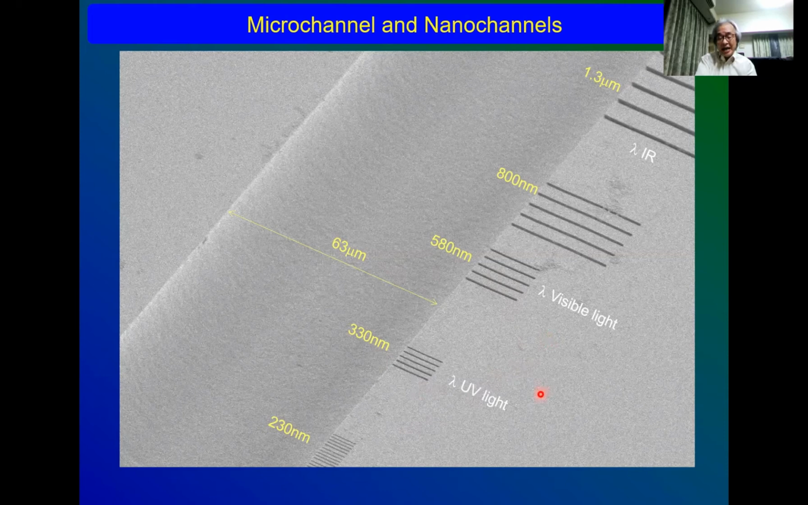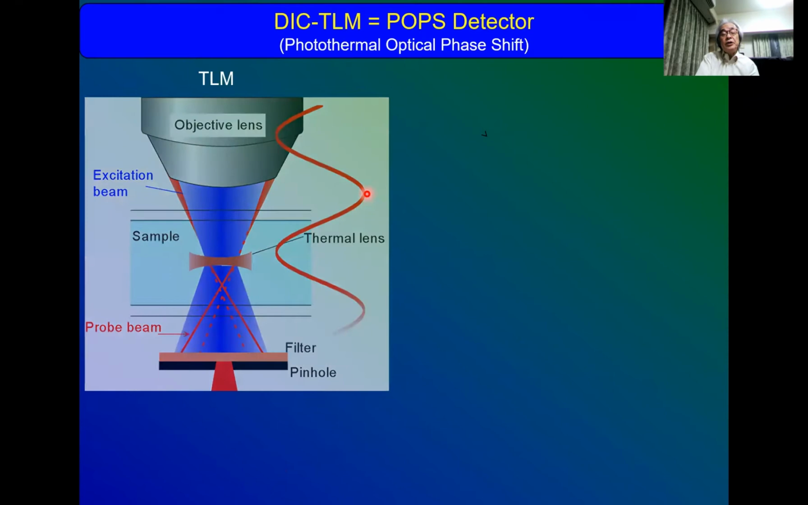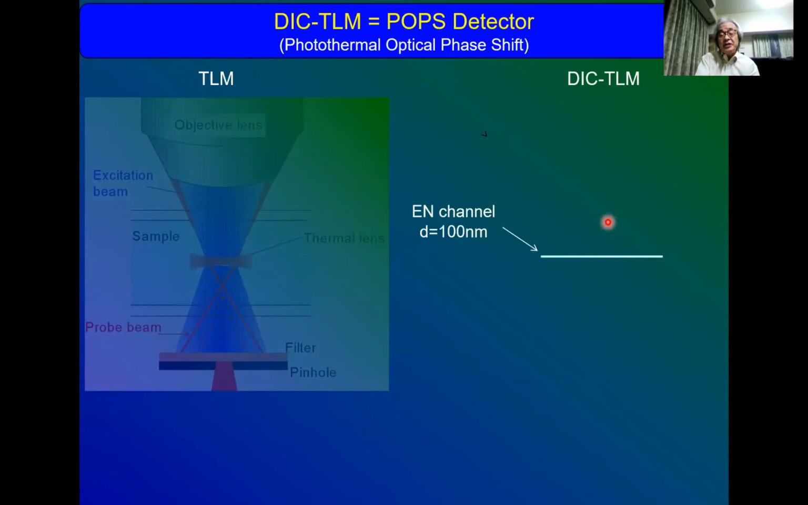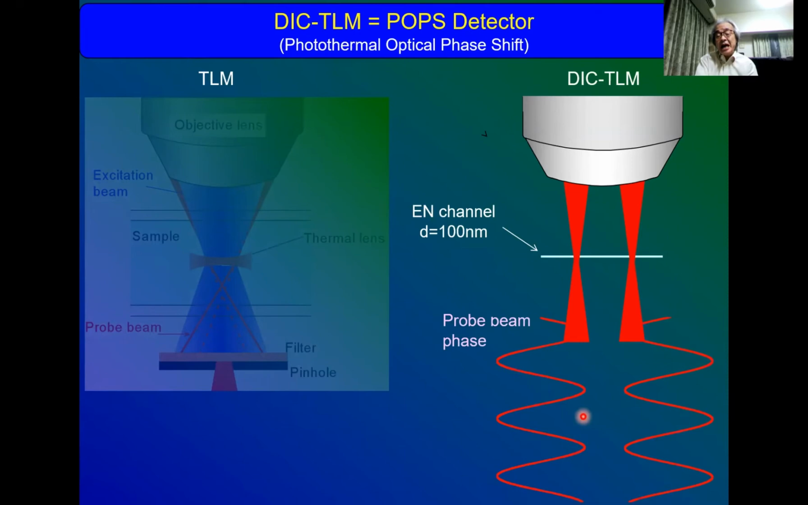So now the fluidics becomes very, very small spaces. In such a case, the TLM cannot apply because our excitation and probe beams are larger than the channel size, so this kind of geometrical optics cannot work. That is why we introduce wave optics for the photothermal detection. This is a nano channel. We introduce two probe beams whose phases are completely opposite, and after the interference, the probe completely disappears.